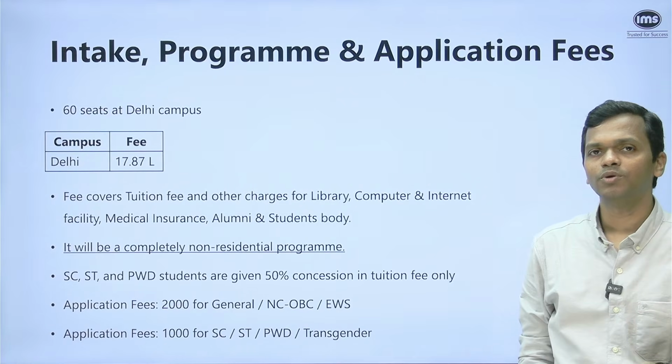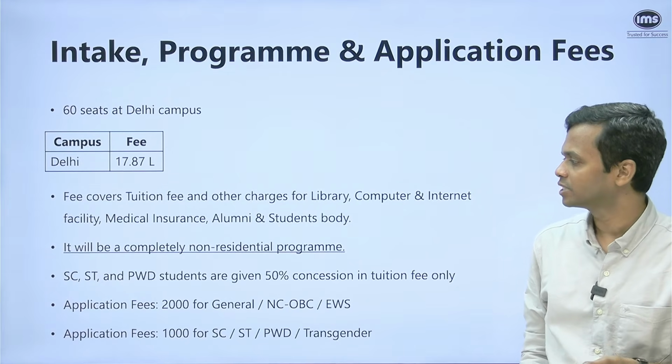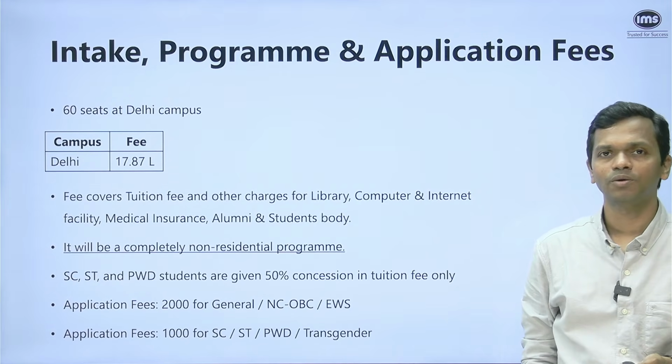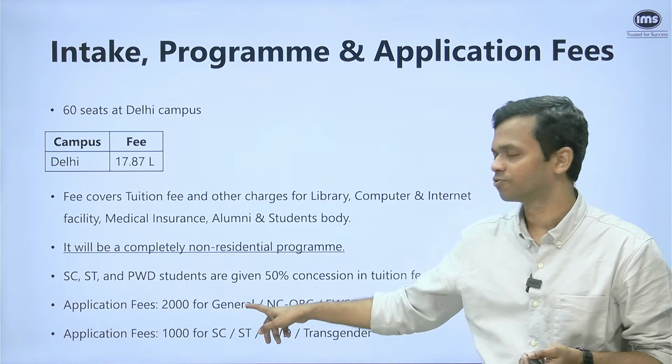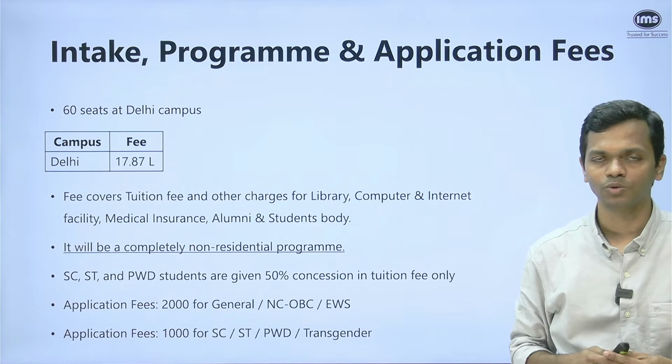The SC/ST PWD candidates get 50% concession when it comes to the tuition fees. And the application for this particular program is going to cost you 2000 if you're a general, NCOBC or EWS. Otherwise, it will be 1000 rupees.